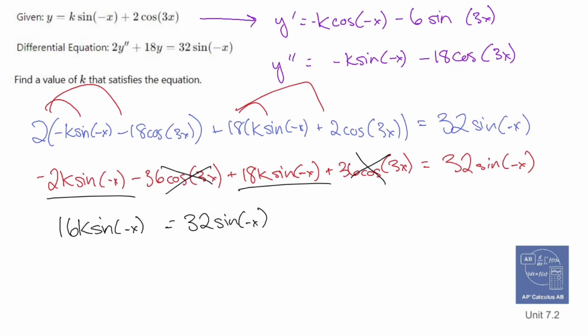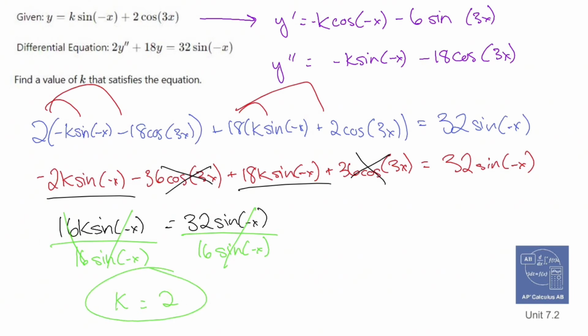In order to get k all by itself, let's divide both sides by 16 and sine negative x. You cancel, you cancel, you cancel. And k is going to equal whatever 32 over 16 is, which is 2. Not a fun problem, not a fun problem at all.